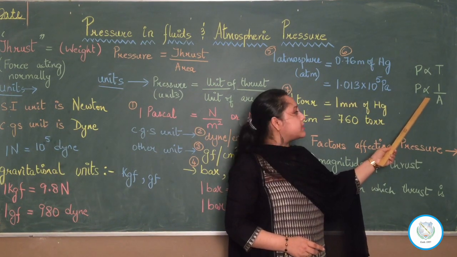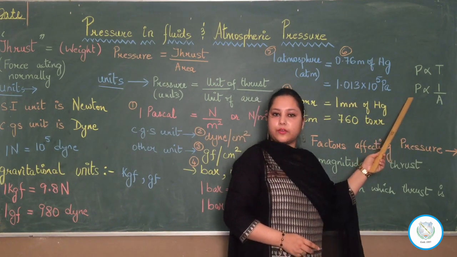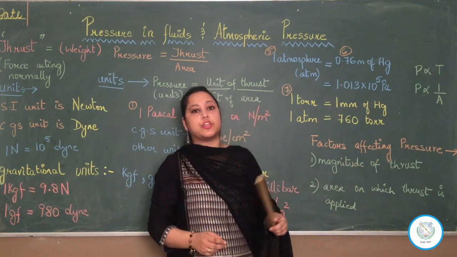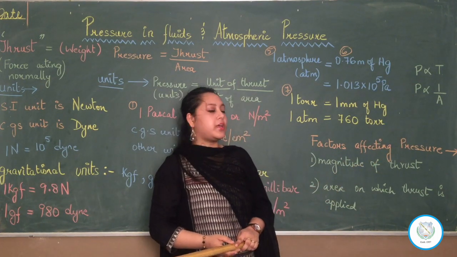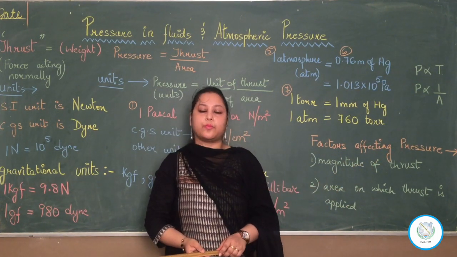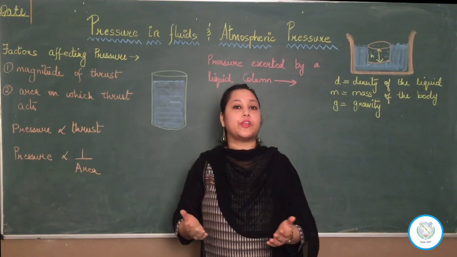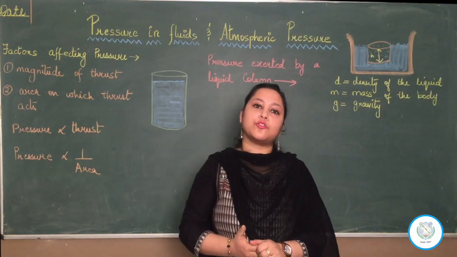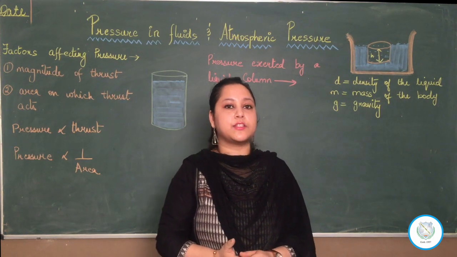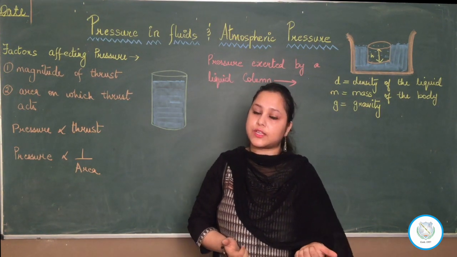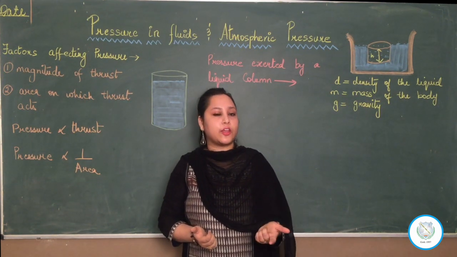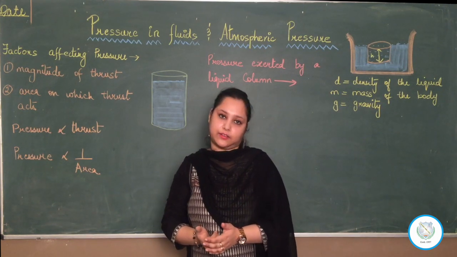When area increases, the pressure decreases, and when the area decreases, the pressure increases. This means pressure and area are inversely proportional to each other. So pressure applied on a surface depends on two main factors. The first one is the magnitude of thrust, and the second one is the area on which the thrust is acting.